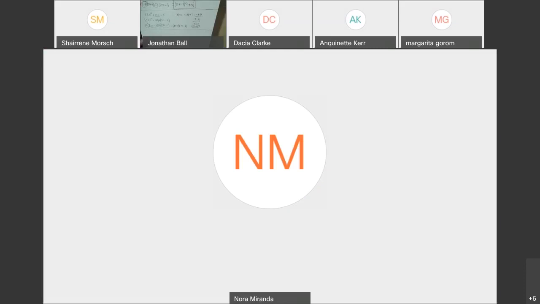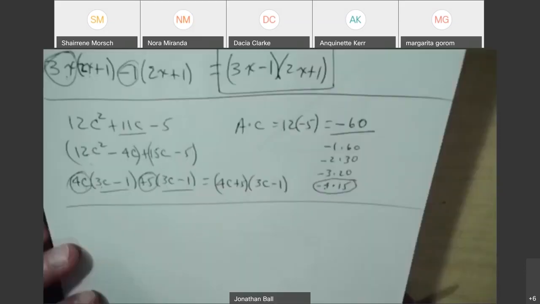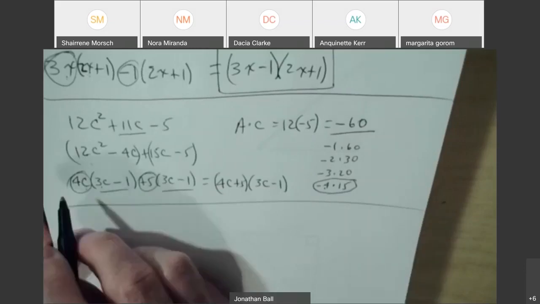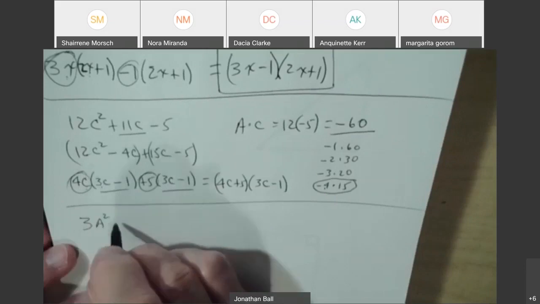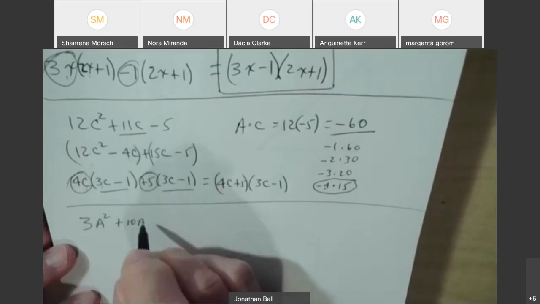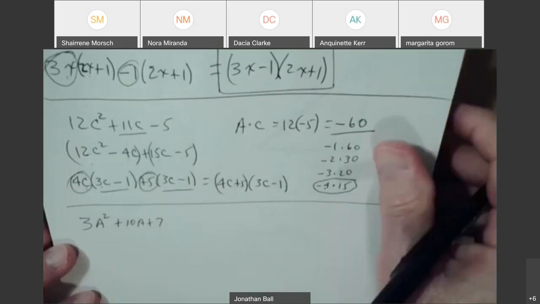Okay. Let's see, what do we have here? How about this one? 3a squared plus 10a plus 7.